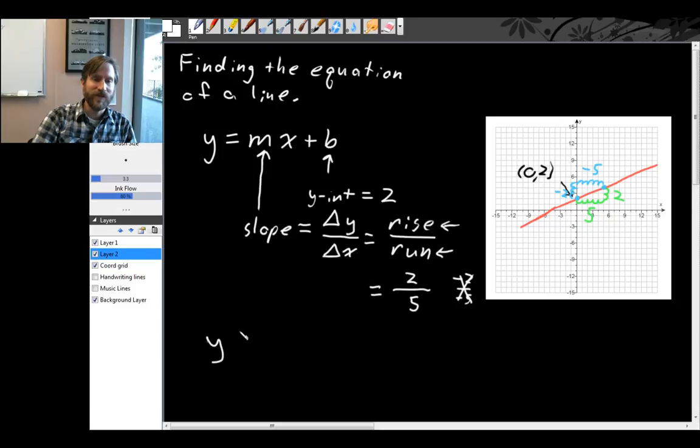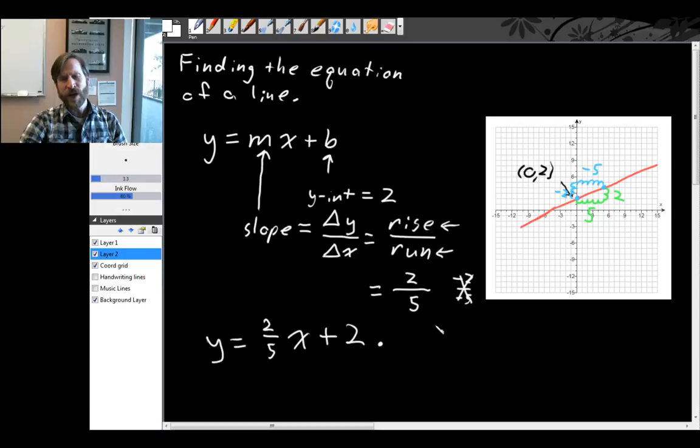Alright, so now we know our slope. We can put that into our slope-intercept equation. y = 2/5 x + our y-intercept, which we said was 2. And there we go. There's the equation of that line: y = 2/5 x + 2. You can see when you know the y-intercept, finding the equation of a line is pretty straightforward. So now let's look at an example where we don't know the y-intercept.